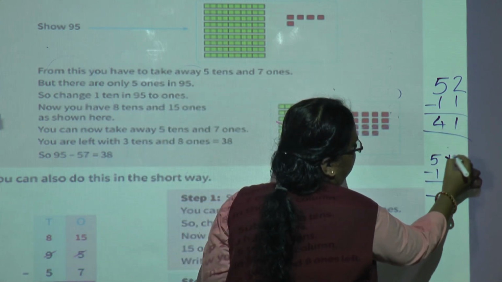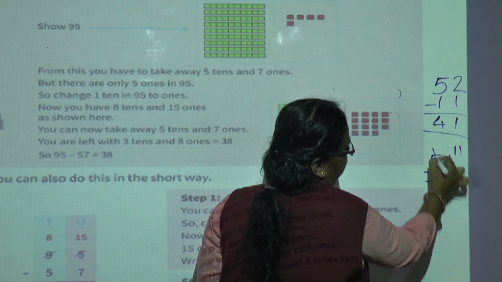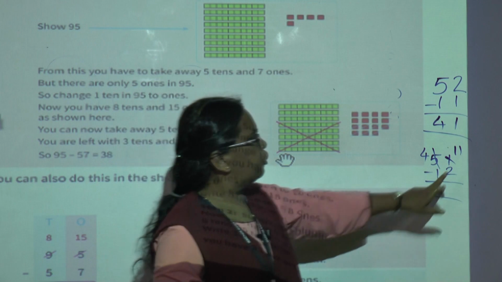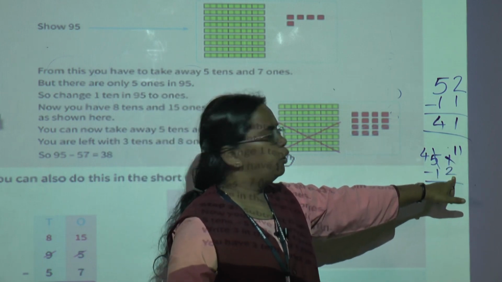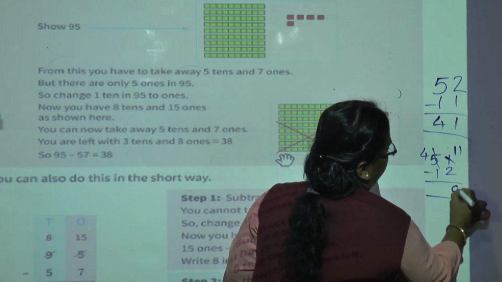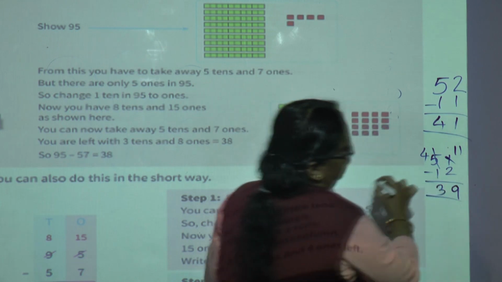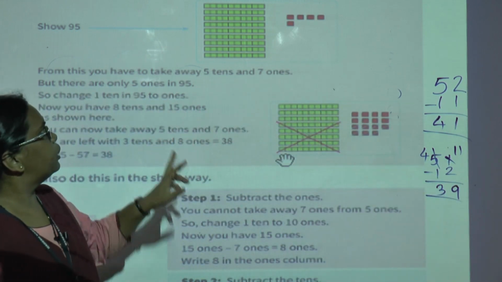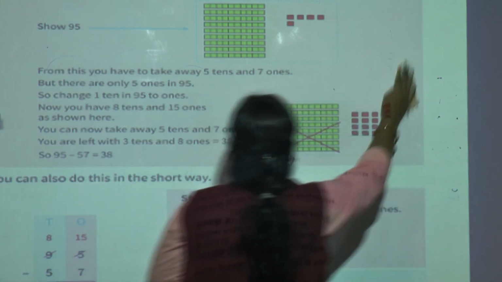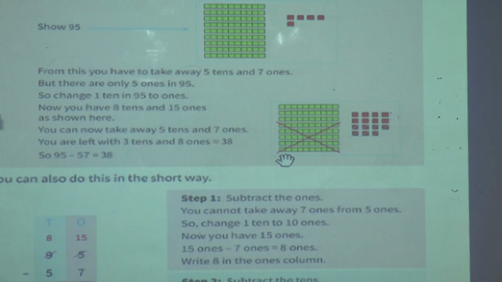This 1 will become 11, and this will become 4. In this way you are going to do. Then 11 minus 2 is 9, and this is 3. In this way you are going to do this regrouping. This is called regrouping. Now see here, in this example you can also do this in the short way.